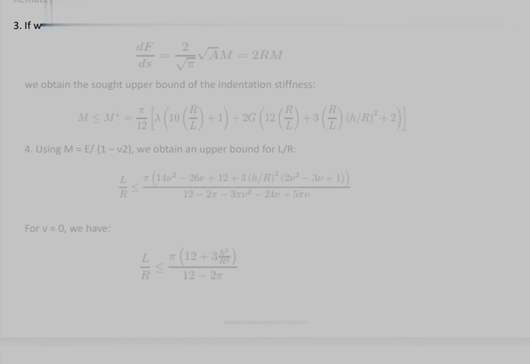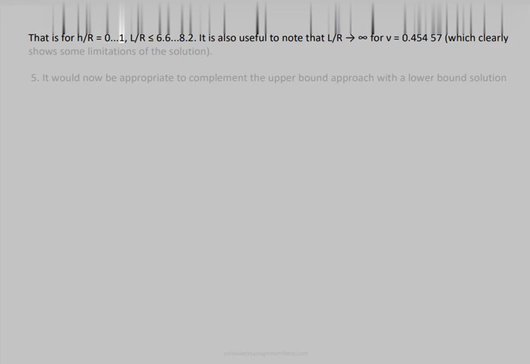Remarks. 3. If we use the solution, we obtain the sought upper bound of the indentation stiffness. 4. Using m equals E over 1 minus nu squared, we obtain an upper bound for L over R. For nu equals 0, we have, that is, for h over R equals 0.1, L over R is less than or equal to 6.6, 8.2.